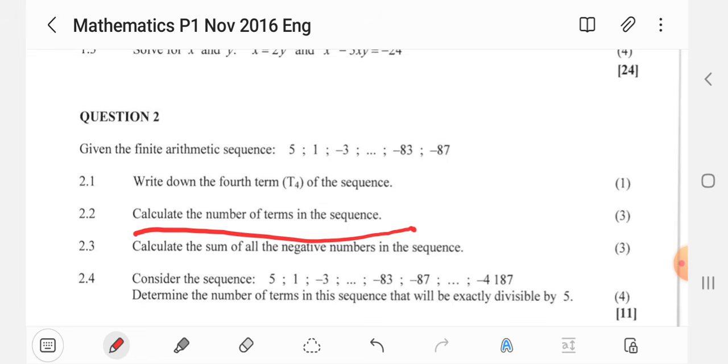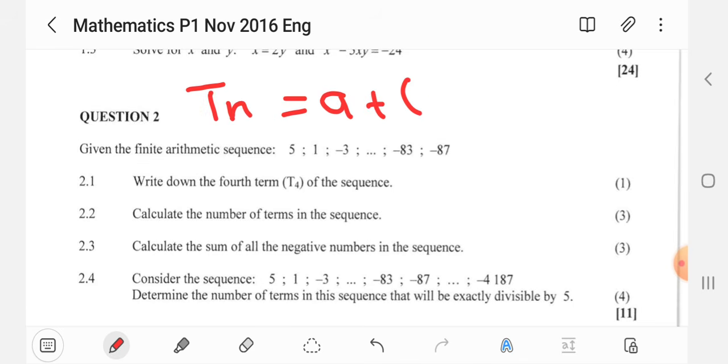So calculate the number of terms in the sequence. How many number of terms do we have? They have given us that the sequence ends with -87. There is nothing after that, so this means the sequence ends with -87. So we are going to use Tn equals a plus n minus 1 into d.